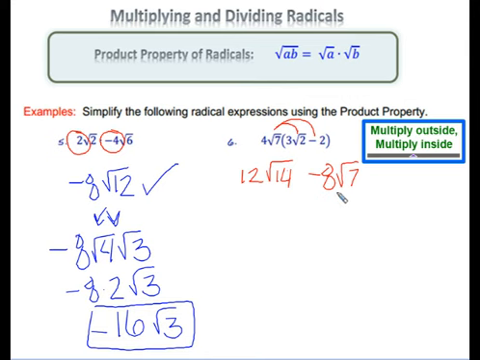And we also can't really combine like terms because this radical number is different than that one. So we can't just take 12 minus 8, because this radical term is not a like term with this radical 7. So there really isn't much more we can do with that one. We just had to distribute.